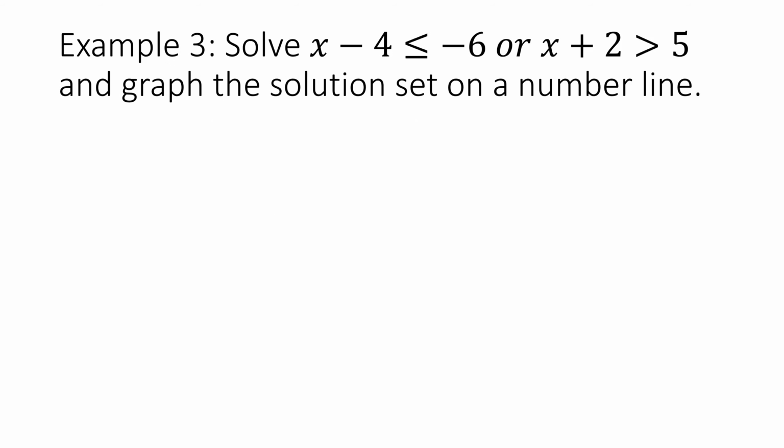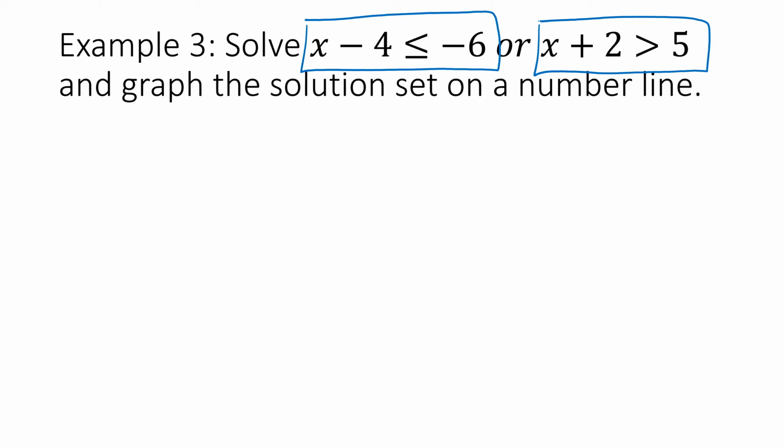Example number 3, sometimes you'll see the word or. So for this problem, it says solve x minus 4 less than or equal to negative 6 or x plus 2 greater than 5. I'm going to solve each of these separate equations separately. And they're very easy equations. So in this one, I just need to add 4 to both sides, right? So adding 4, plus 4, plus 4, I have x is less than or equal to negative 2.